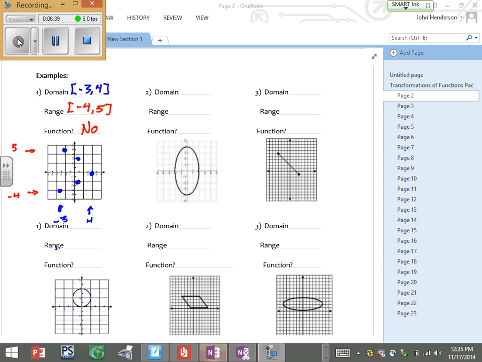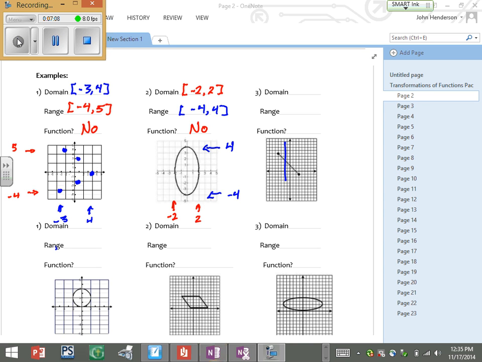Number 2 here, a vertical line will definitely touch more than one point at a time. So this again is not a function. It is a relation, but it's not a function. The domain, we're going everywhere from -2 up to +2. And then in terms of a range, we start down here at -4, we go to +4. So -4 to 4.